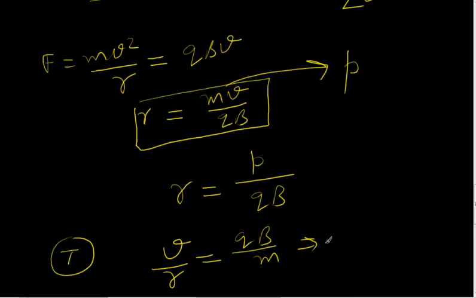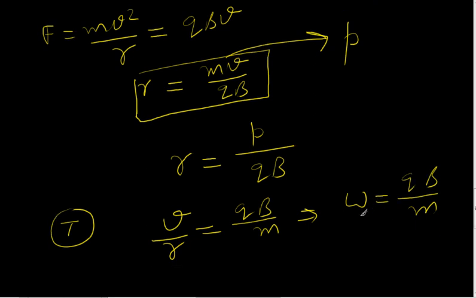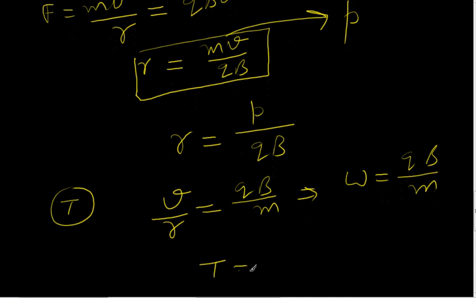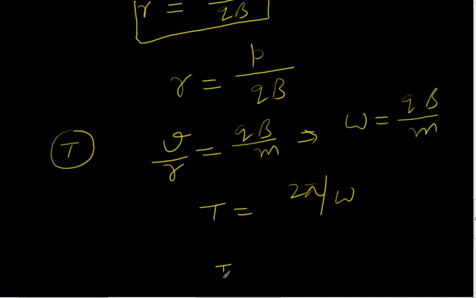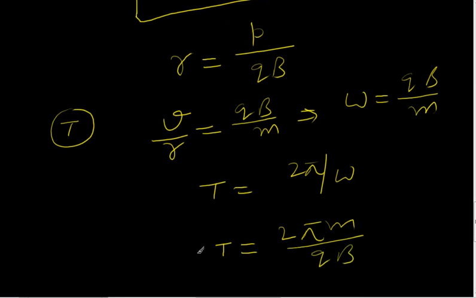It means omega will be equal to qB by m, because v is equal to r omega. So now you know omega. The time period will be 2 pi by omega, which means T is equal to 2 pi m by qB. This is the period, 2 pi m by qB.